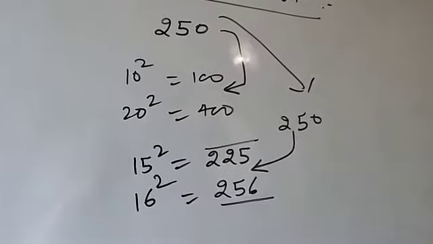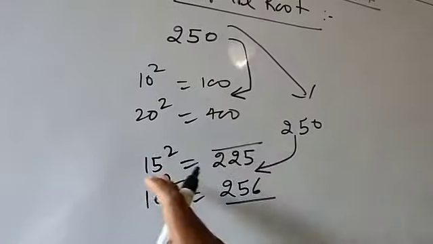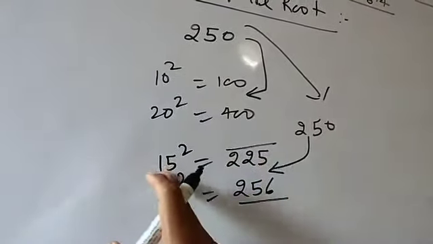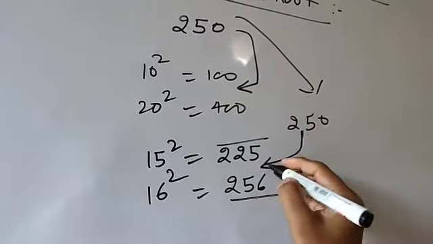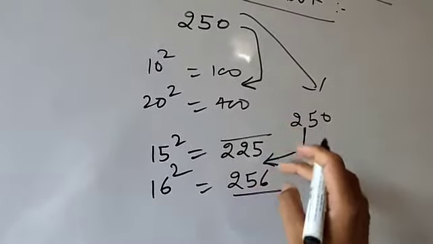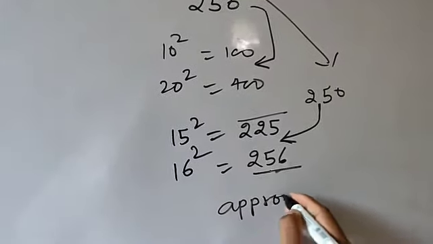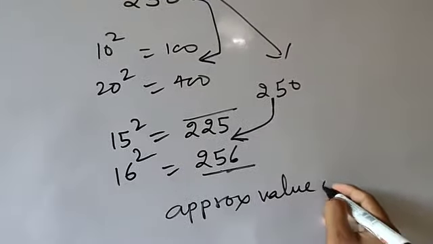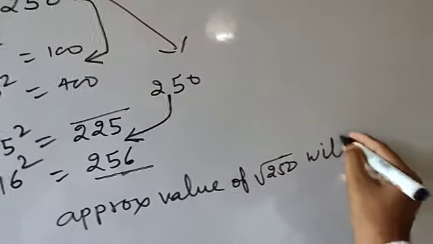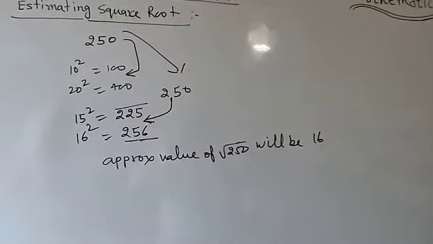If you follow the long division method, then you will get the decimal. But here it can be said that the square root of 250 will be between 15 and 16. 250 is closer to 256. So you can say that the approximate value of the square root of 250 will be 16. That is not exactly 16, but it will be approximately 16.